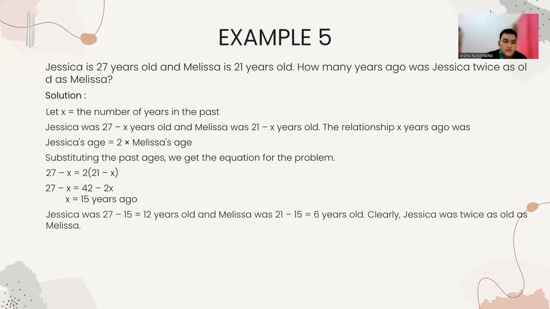So Jessica was 27 minus X, and X is 15, equals 12 years old, and Melissa was 21 minus X, and X value is 15, equals 6 years old. Clearly, Jessica was twice as old as Melissa. So how many years ago was Jessica twice as old as Melissa? The conclusion is 15 years ago.